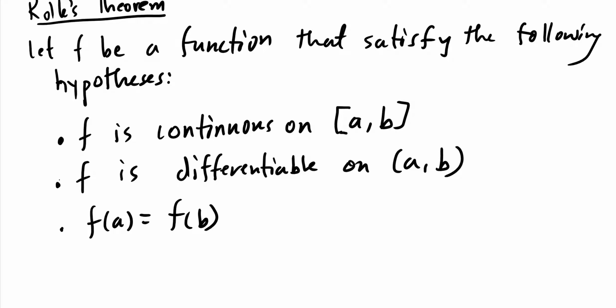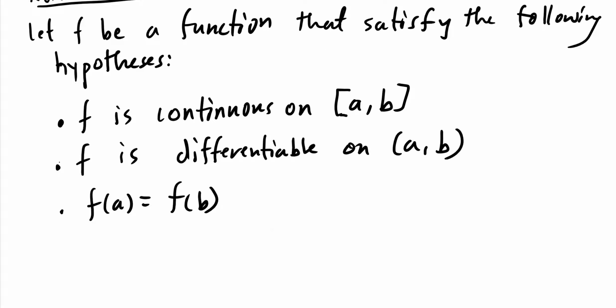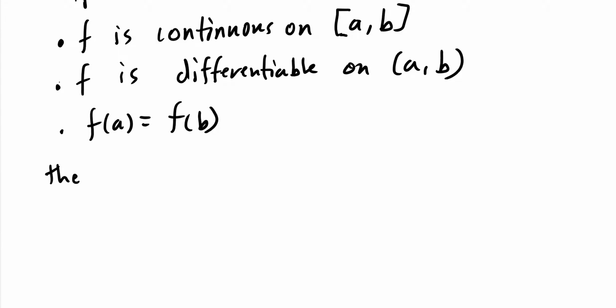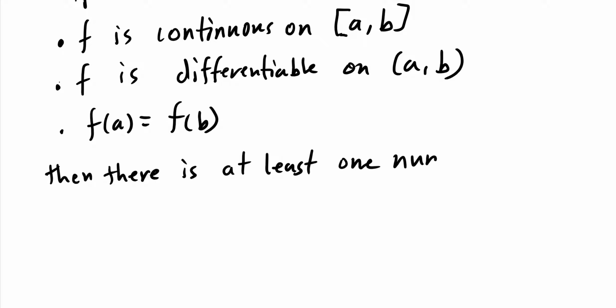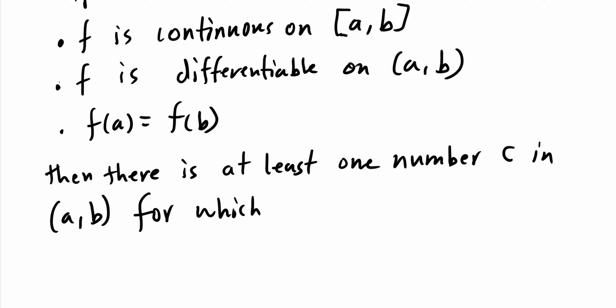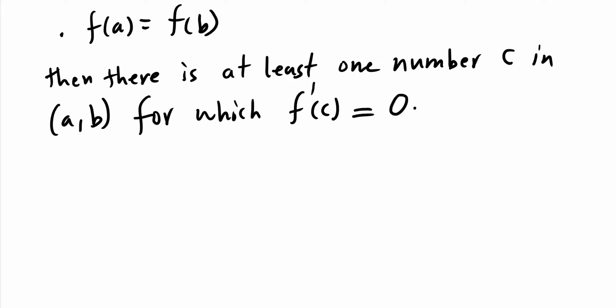If these three conditions are met, then Rolle's theorem says there is at least one number, let's call it c, in the open interval (a, b), so it can't be at the endpoints, for which the derivative of that function at c, meaning the slope of the tangent line at that c, is 0. The slope of the tangent line at that point is 0.